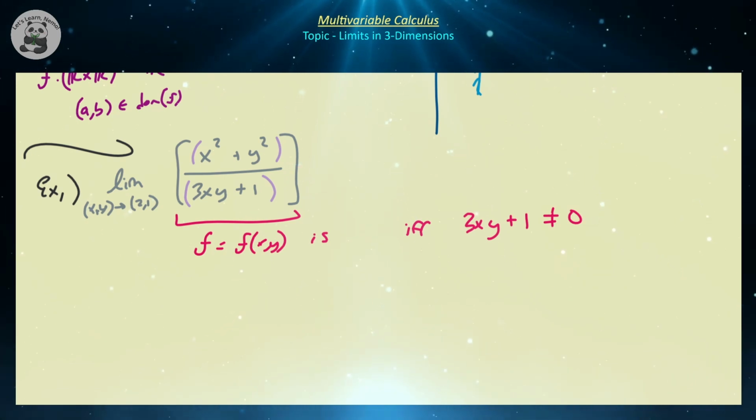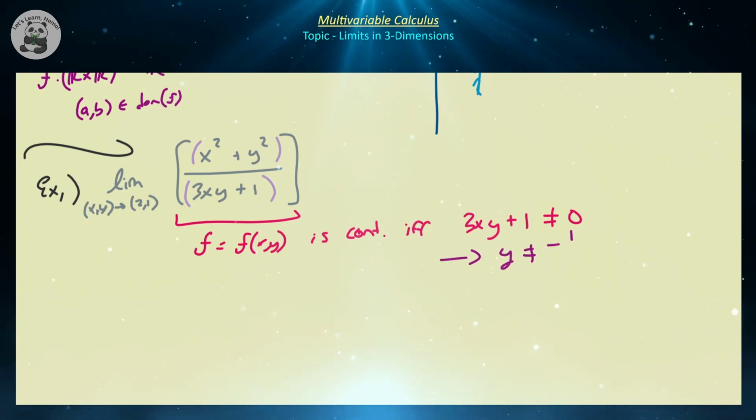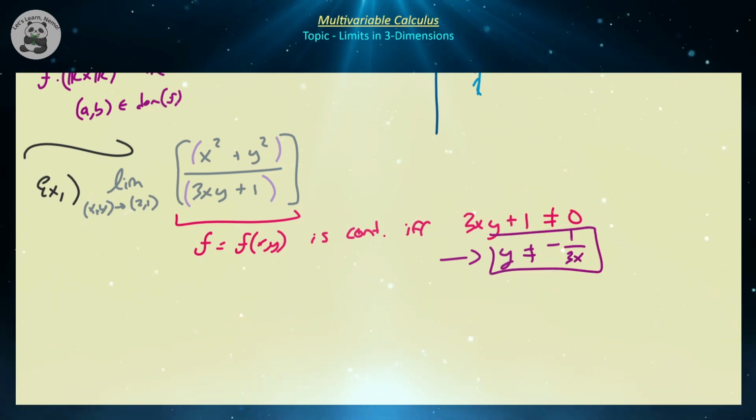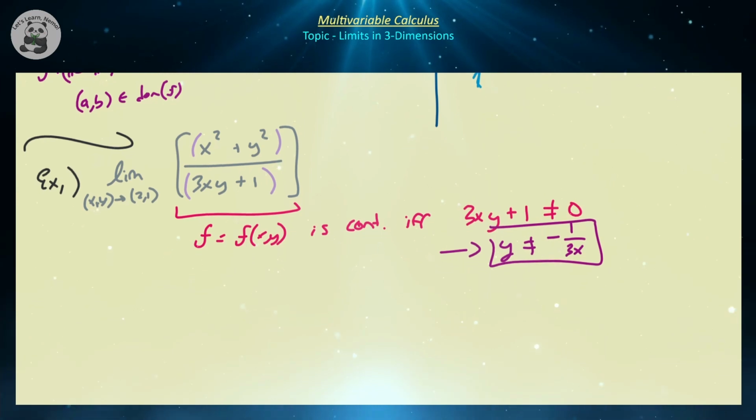Actually, let's say it's continuous. It's continuous if and only if that does not equal 0, because it's discontinuous if it is equal to 0. Right? So that means if we rearrange for y, y cannot be equal to negative 1 over 3x. So y cannot be equal to negative 1 over 3x.